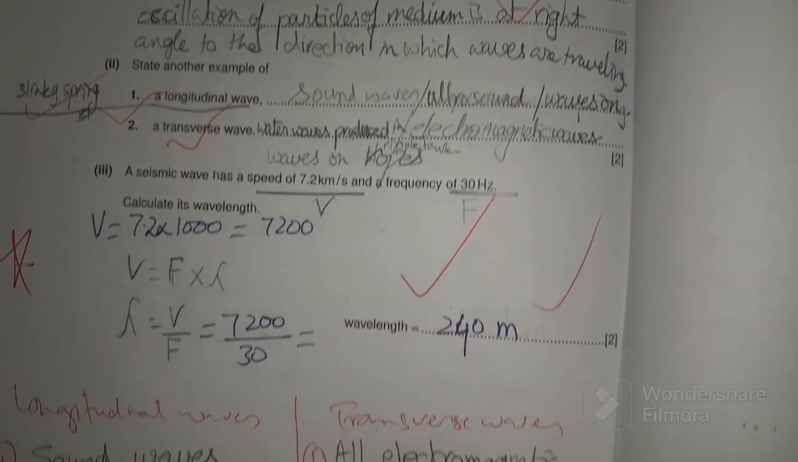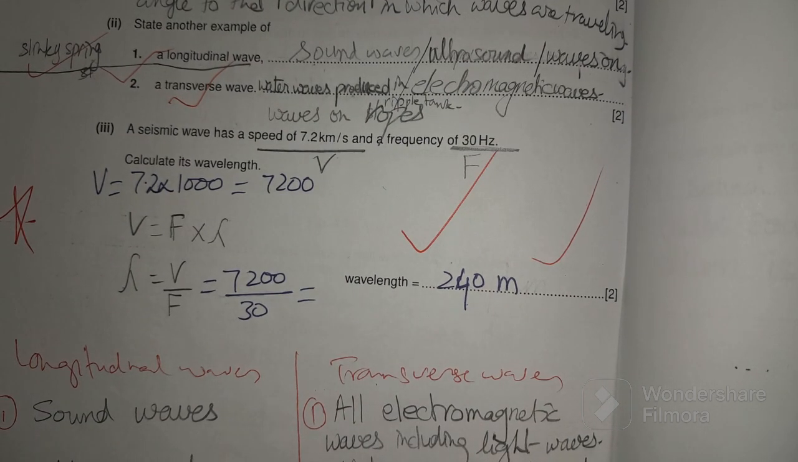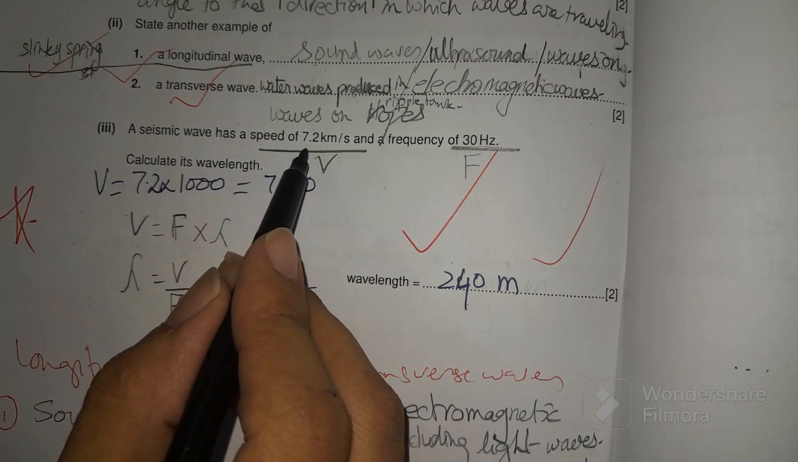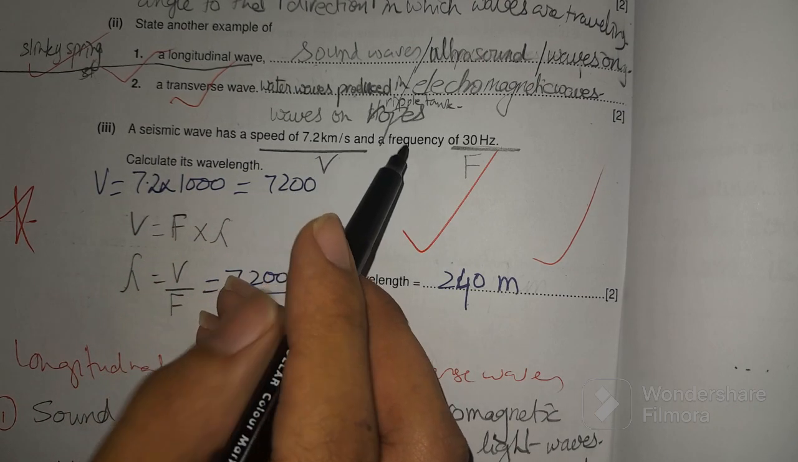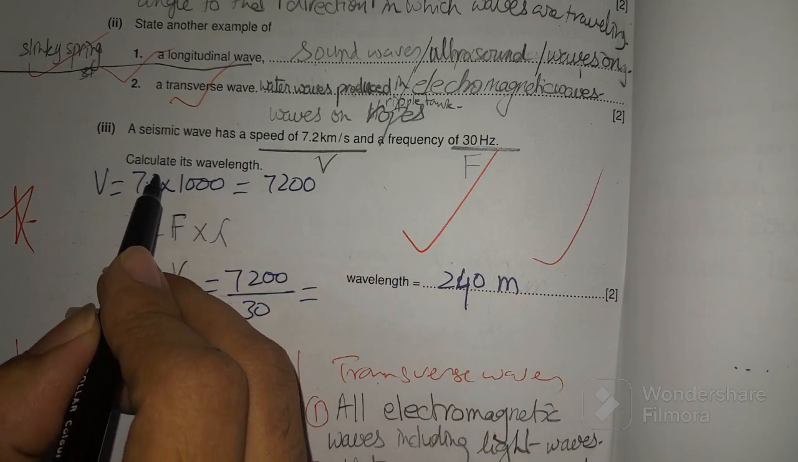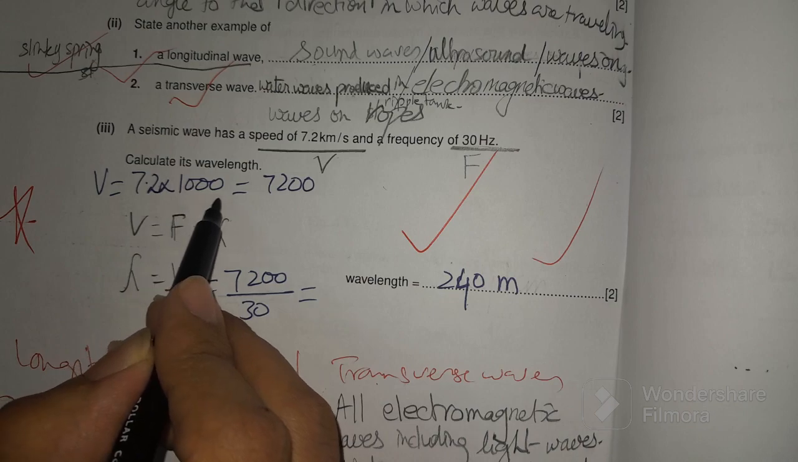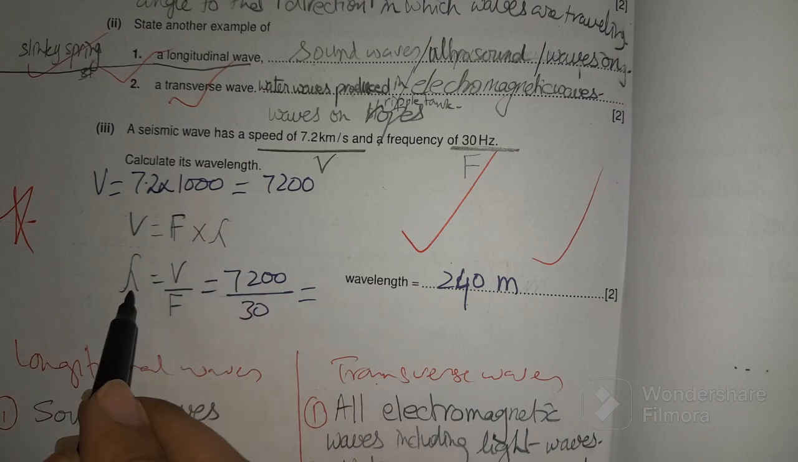Part 3 states a seismic wave has a speed of 7.2 kilometers per second and a frequency of 30 hertz. Calculate its wavelength. So the speed is 7.2 multiplied by 1000, which is 7200 meters per second.